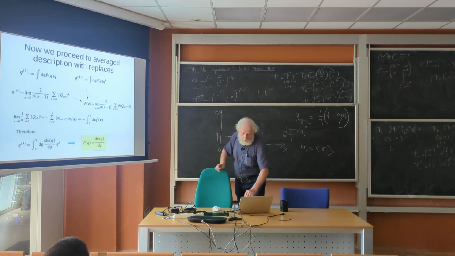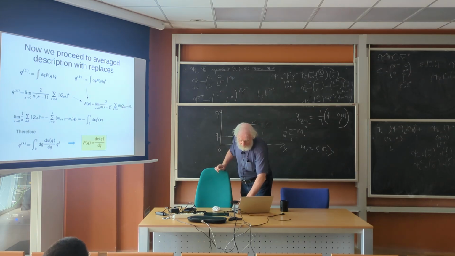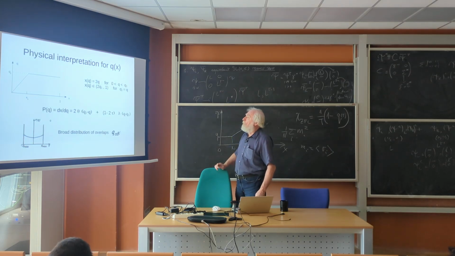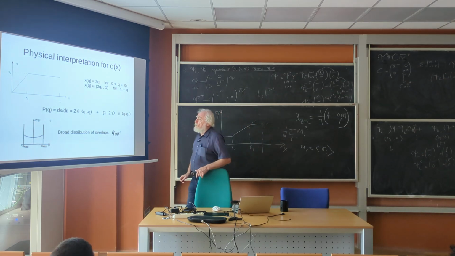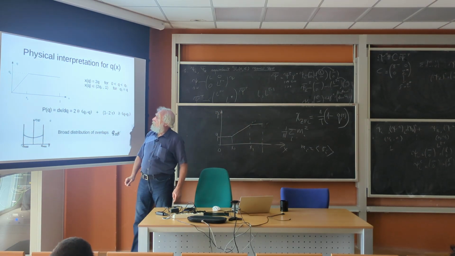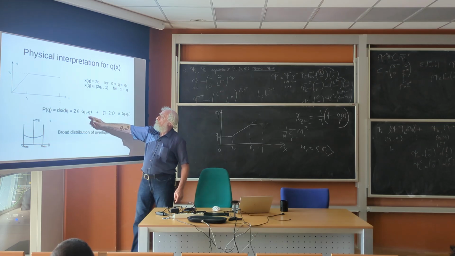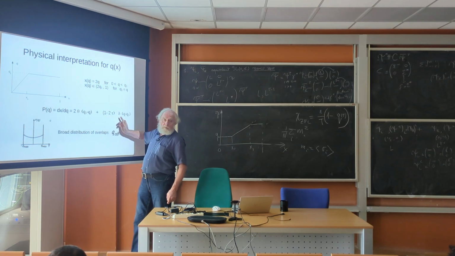And as a result, this solution for close to transition temperature gives us P of Q, which is some constant when Q is less than Q1, plus a delta function. This is self-overlap.